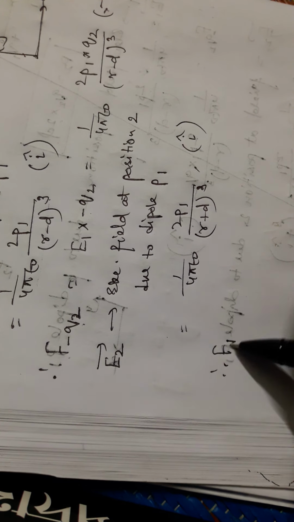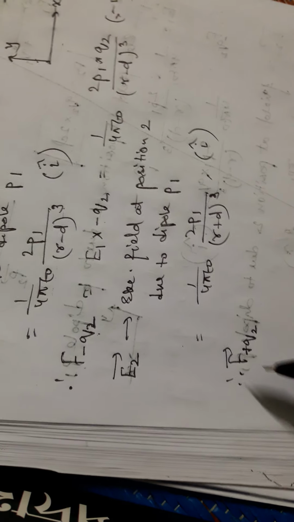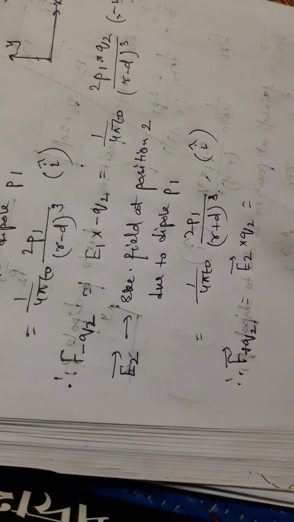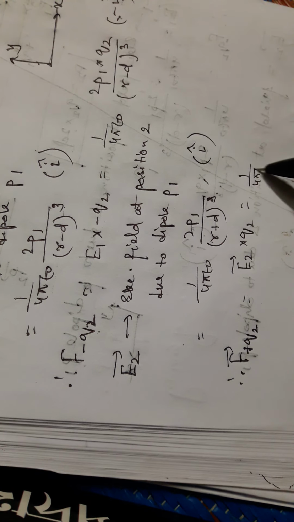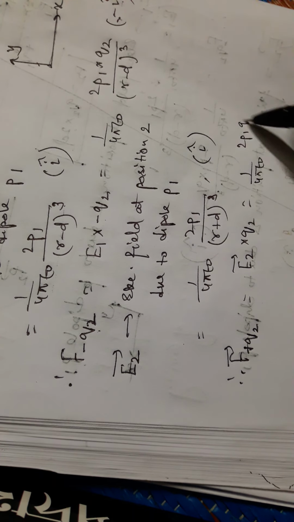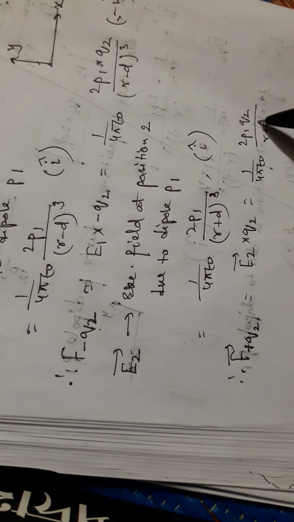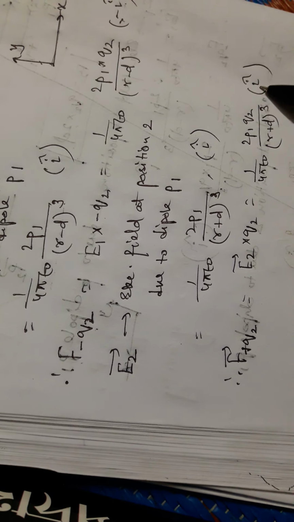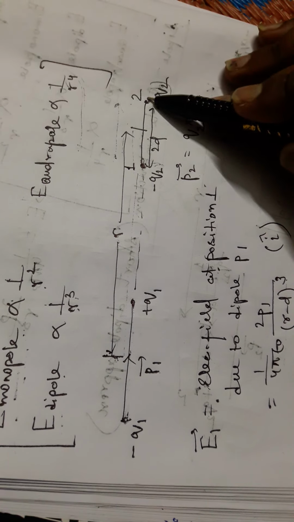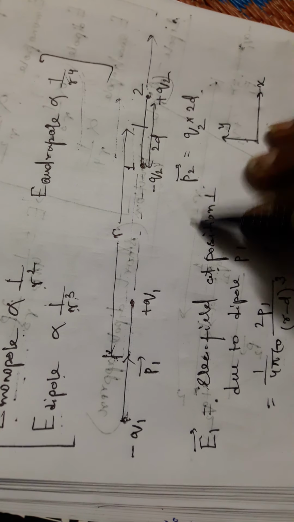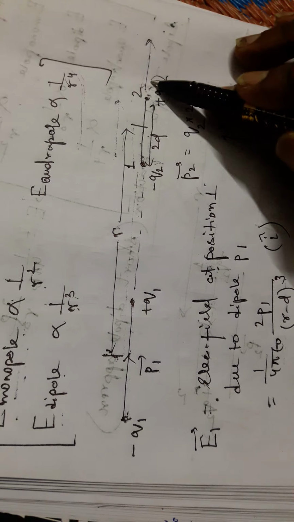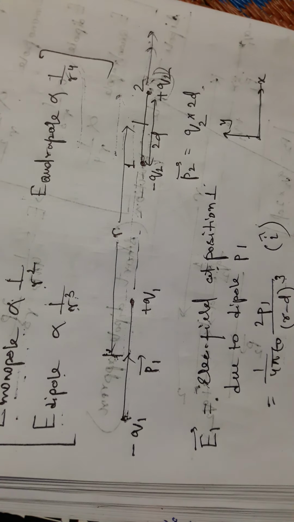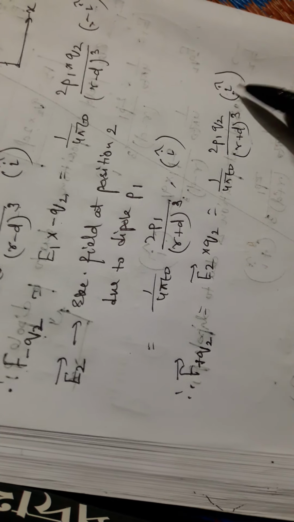Now the force acting on charge plus Q2 will be how much? E2 into Q2. That will give 1 by 4 pi epsilon naught 2p1 into Q2 by r plus d whole cube, and its direction will be along i cap. This is obvious because at this point the direction of electric field is along this direction. A positive charge will also feel the force along plus i cap. So this is coming out to be plus i cap.